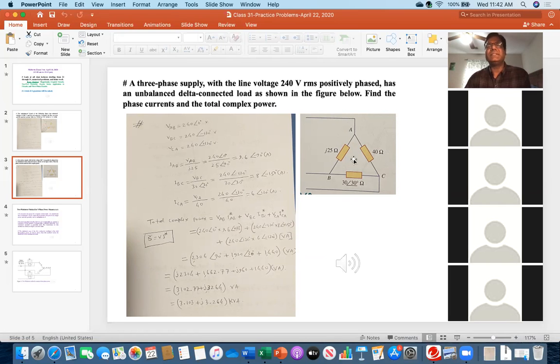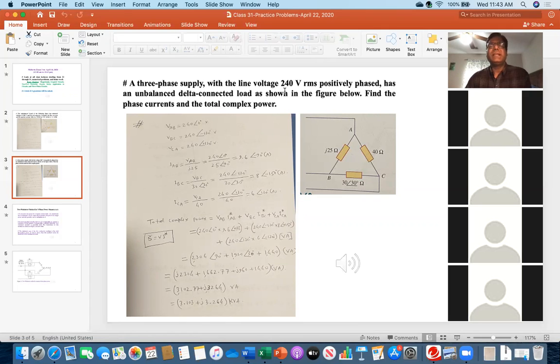So if you see this diagram, delta connected load, again you see first of all, in each phase, the magnitudes are different. This is 40 ohm, this is j25 ohm, this is 30 at an angle of 30° ohm. So this means all three phases have different magnitudes of impedances. So this means this is the unbalanced system.